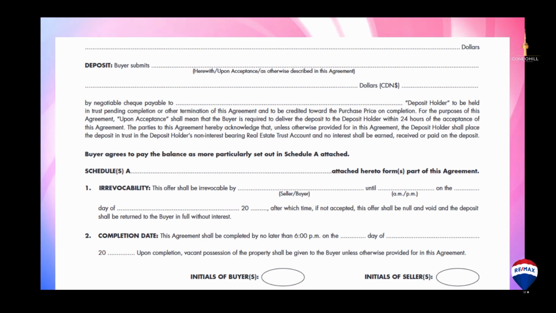Irrevocable date. The offer will have an irrevocable date, which is the deadline for the seller to accept the offer. If the offer is not accepted by this date, the offer becomes null and void, and the deposit is returned to the buyer. Understanding the deposit clause is essential for both buyers and sellers. It's a legally binding agreement, so it's always best to seek professional advice from a real estate lawyer to ensure your interests are protected.